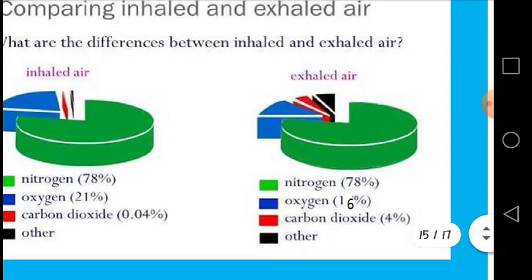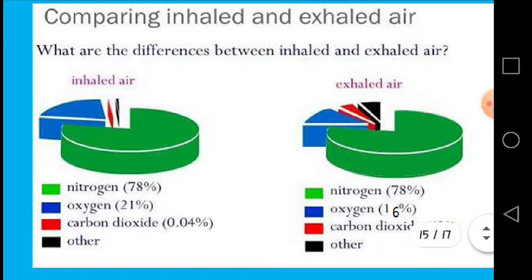Now we are focusing on the exhaled air. Exhaled air has nitrogen 78%, oxygen 16%. That shows the oxygen is absorbed in the bloodstream. And the carbon dioxide is 4%. That shows the carbon dioxide moves out of the blood into the lungs. Other contents may vary: the temperature, the humidity, and the dust. Dust is not present in the exhaled air because it is purified when the process of inhalation is done. Humidity and water content may be there, and the temperature is according to our body temperature. So this is the comparison of inhaled and exhaled air.